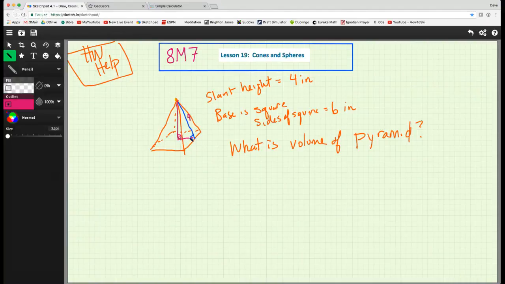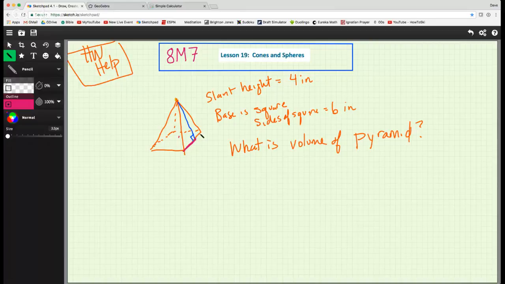Oh, wait, we don't know what this guy is here. Aha, this is really tricky. We don't know what the radius is. So what we have to do in this case is we have to find what is this distance here. And this distance is going to help us figure out the answer to our question.